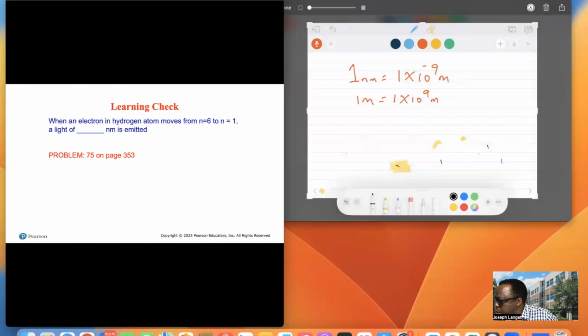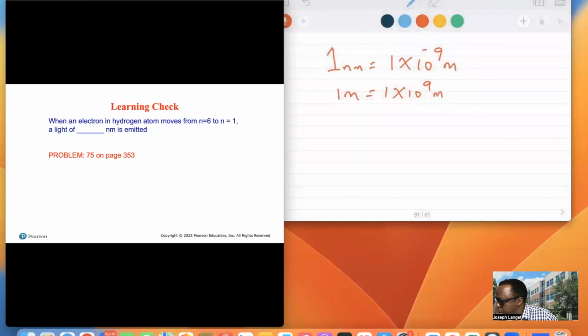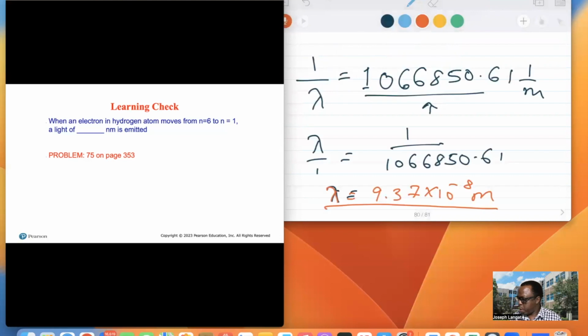So that is the conversion factor we need. So this is what I wanted to show you, that how do we change this? You see this? We need to change to meters.